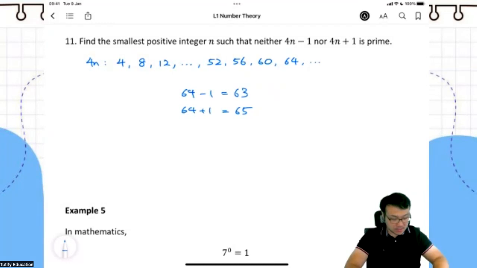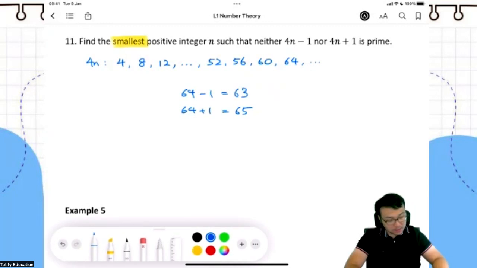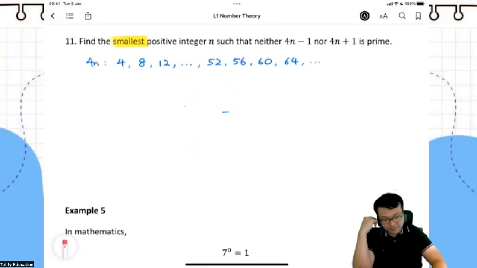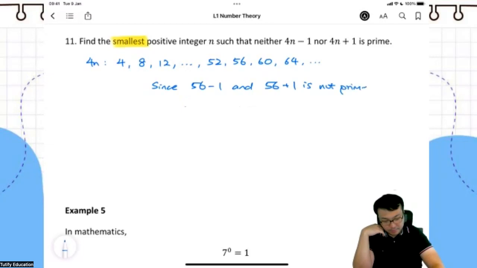However, the question is asking you for the smallest. Okay, there is a number that is smaller. A little bit smaller than 60. 56. Okay, let me show you, students. Since 56 minus 1 and 56 plus 1 is not prime.